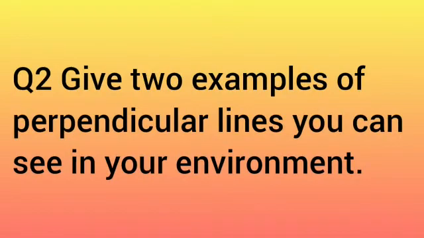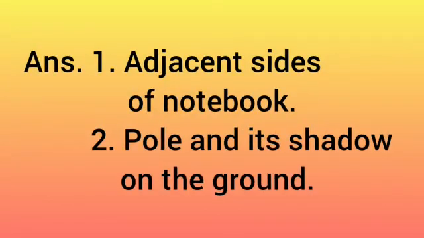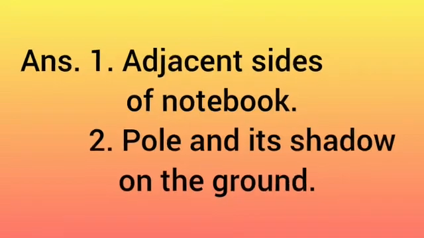Now question number 2. Give two examples of perpendicular lines you can see in your environment. Here we write examples of perpendicular lines which we see in our surroundings. Answer. First example is adjacent sides of a notebook and second is a pole and its shadow on the ground.